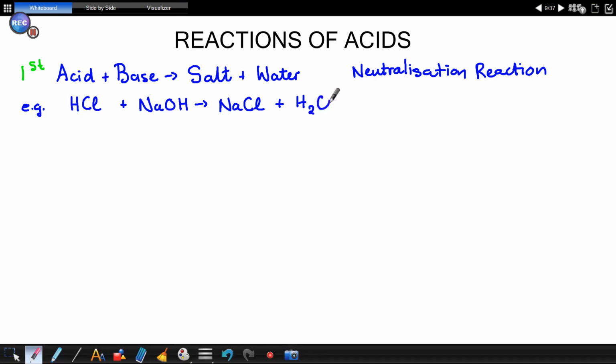We need to make sure that the equation is balanced, and that would be aqueous solution. Aqueous solution. Is sodium chloride soluble in water? Yes, it is. So that would be aqueous solution, and water will be the liquid.